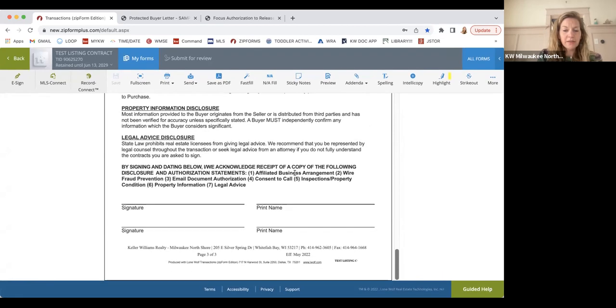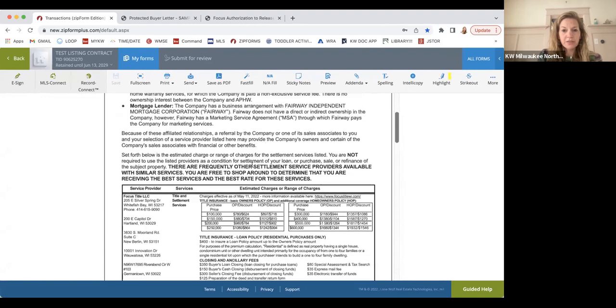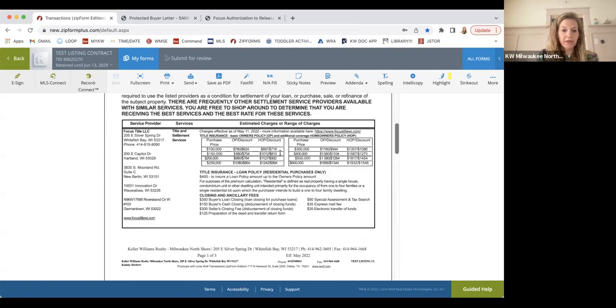So again, they're going to initial after each section, and all customers and all clients of Keller Williams sign this. It's not just clients of a transaction, it's customers as well. So a customer in this case would be a FSBO seller or a buyer who is writing an offer on a home and has not entered into a buyer agency agreement with us.